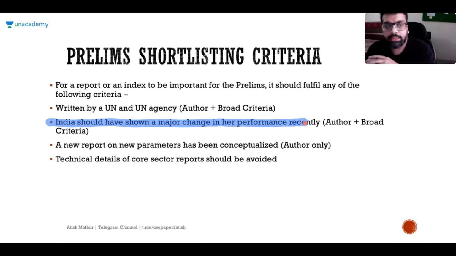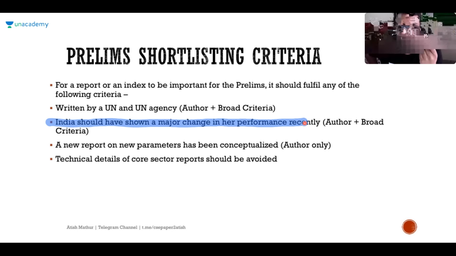Clear on this? So there are two kinds of reports where you need to know the broad criteria and the author. One, if it's written by a UN or a UN related agency. And second is India should have shown a major change in her performance recently. By recently, I mean at the most a year. So even if you looked at, say, report changes from October onwards, that's actually more than enough. The reports don't go beyond October, so you don't have to worry about it at all.